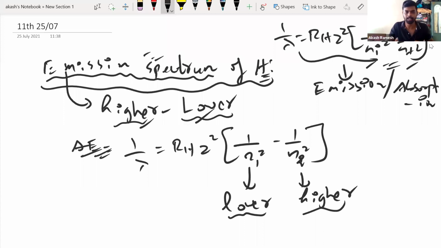Do not get confused between these two. These two are very, very similar equations. If I write Ni and Nf, it is both absorption and emission. But if I write N1, which is the lower orbit, and N2, which is the higher orbit, that is only for emission spectrum.